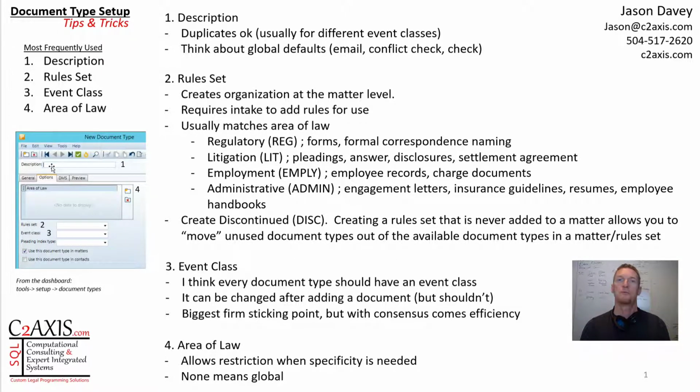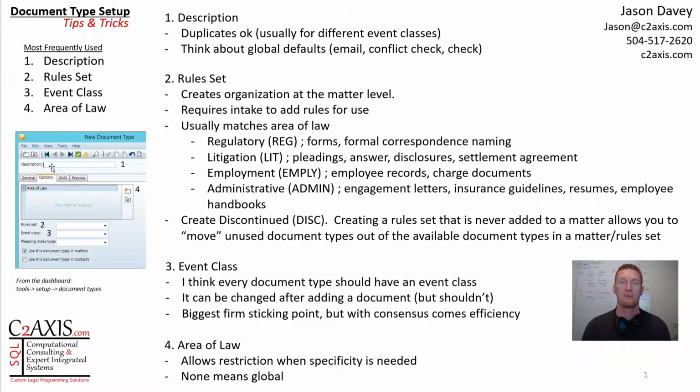But what I usually typically will do is create a rule set that maps to any area of law, especially if it has custom tabs. Because I find that if I'm creating custom tabs and doing a lot of really in-depth area of law work, that's a great opportunity to create a document type list that's only available for that area of law.